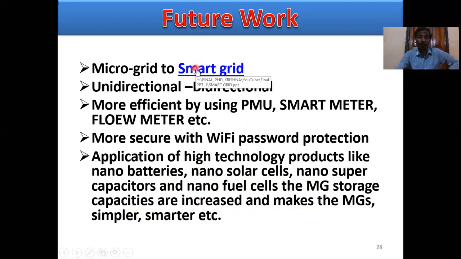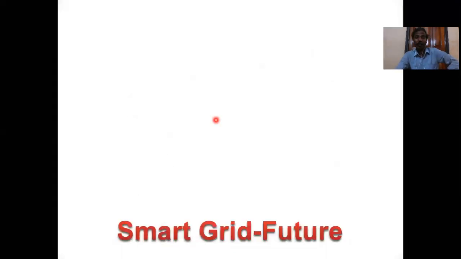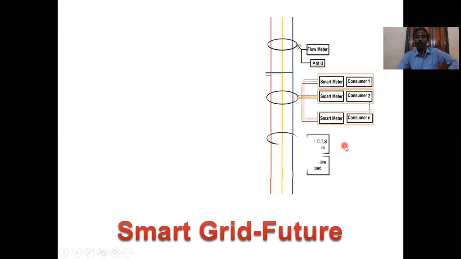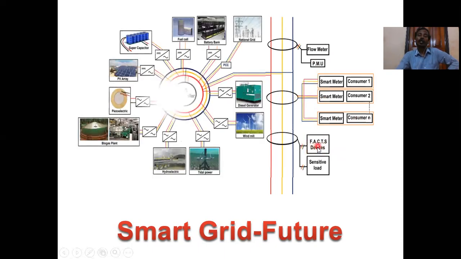And this is the smart grid. So what is the architecture? Future smart grid section. This is the power line, and this is the smart meter, consumer 1, 2, 3, up to consumer n. This is the harmonic section. This is the flow meter, PMU meter, and another section, the power controlling device, mainly FACTS devices for sensitive load. And this is the microgrid section. For flow measurement, suppose bidirectional, this type of microgrid is called a smart grid system.